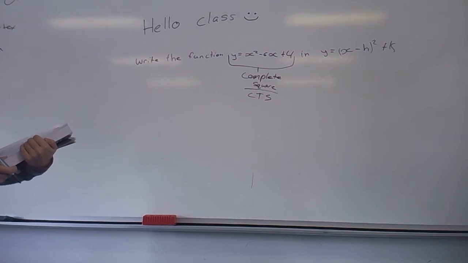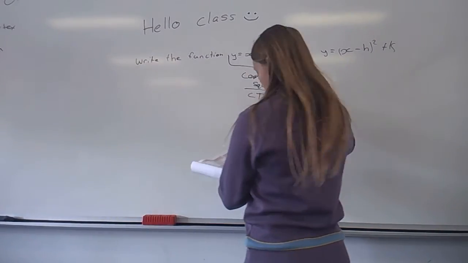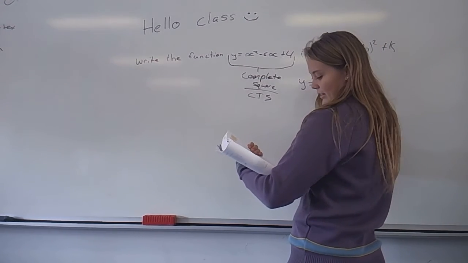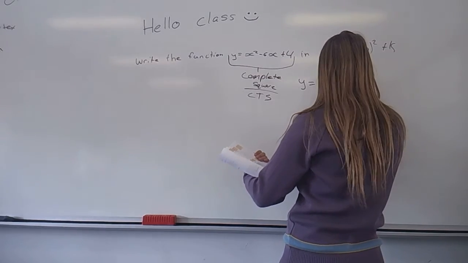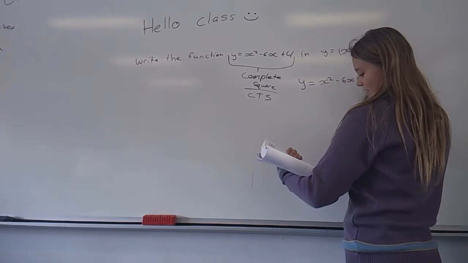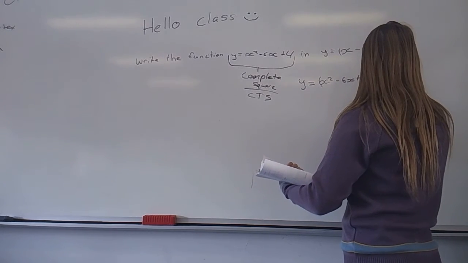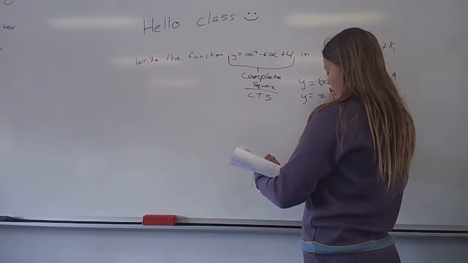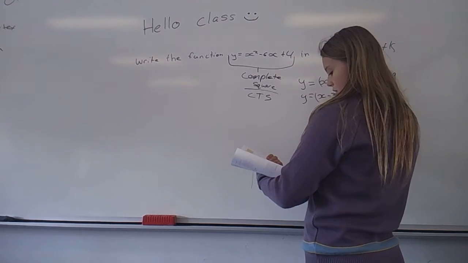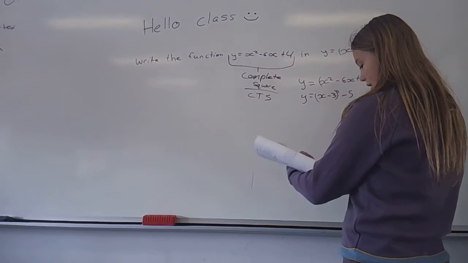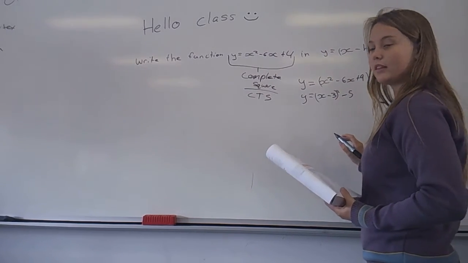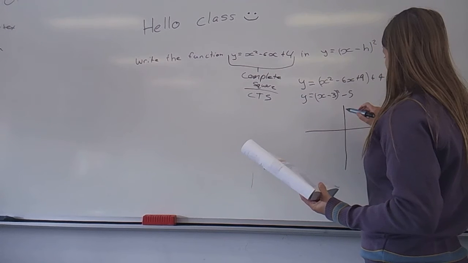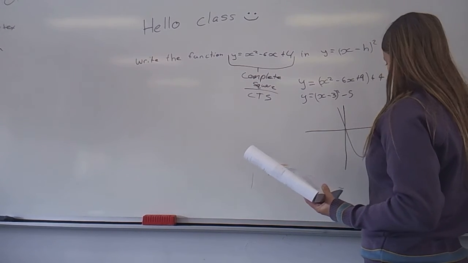And so, by completing the square, I hope you're doing this with us, you get y equals x squared minus 6x plus 9, all in brackets, plus 4 minus 9, which equals (x minus 3) squared minus 5. And then, if you want to sketch that, you put in the axis of symmetry, which is x equals 3.